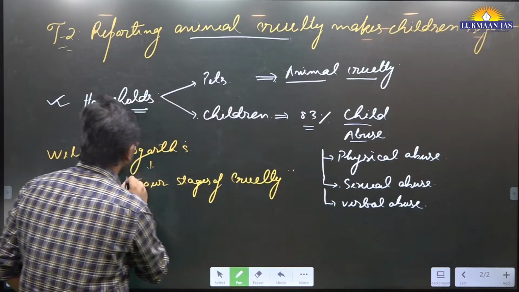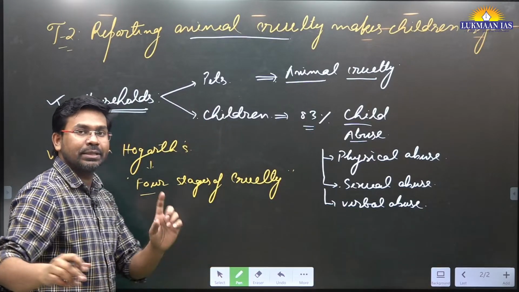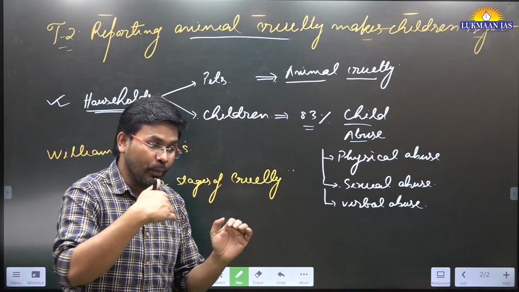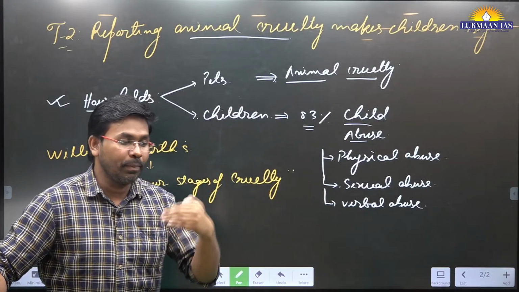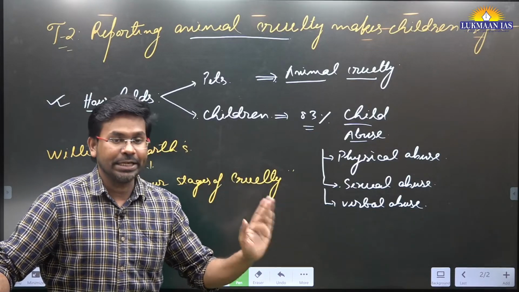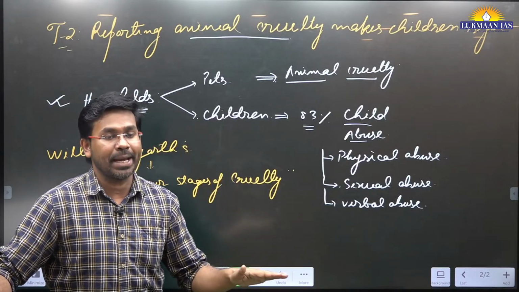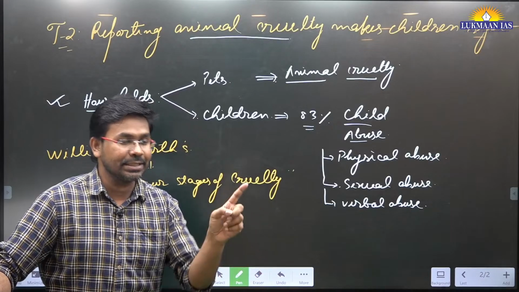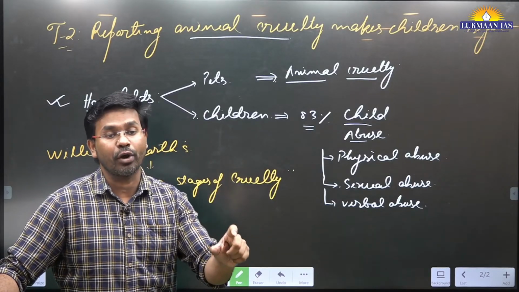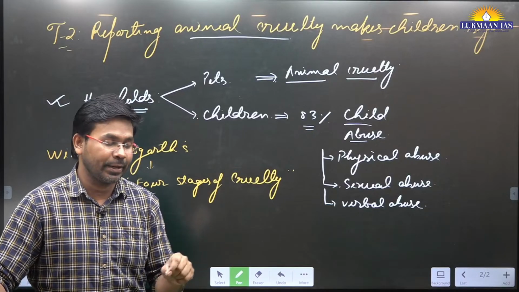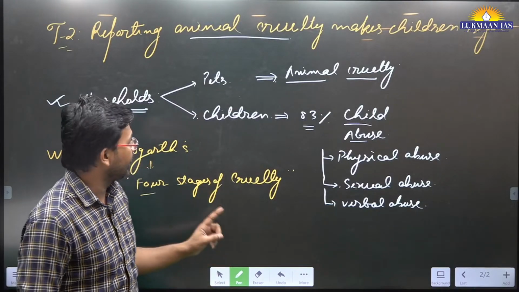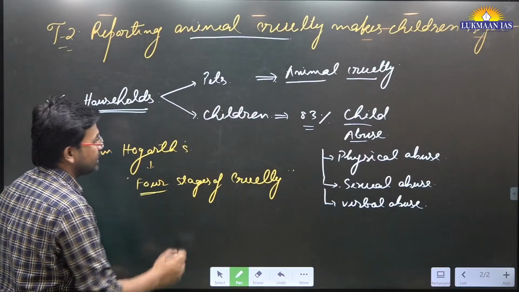4 stages of cruelty means, for example, if there is a household, they have a pet, to make the children follow the direction, they initially abuse the pet. If they abuse the pet, then the children get a sense that if I do not follow whatever is being said to me, they can also hurt me. So that way it is one of the stages of cruelty.